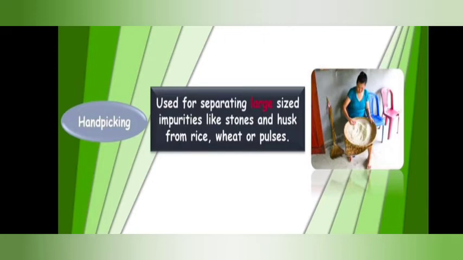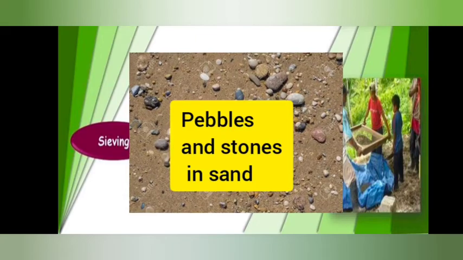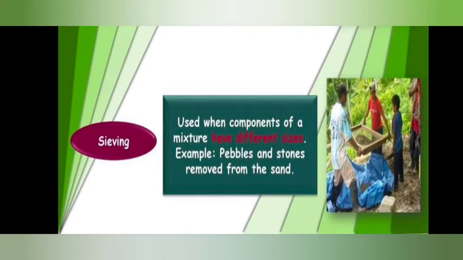Okay. And the second method is sieving, used when components of a mixture have different sizes. Example, pebbles and stones removed from sand. As you can see in the picture, people are holding the frame of the sieve, separating the pebbles or stones present in the sand, extracting those large size particles which are present in the sand.